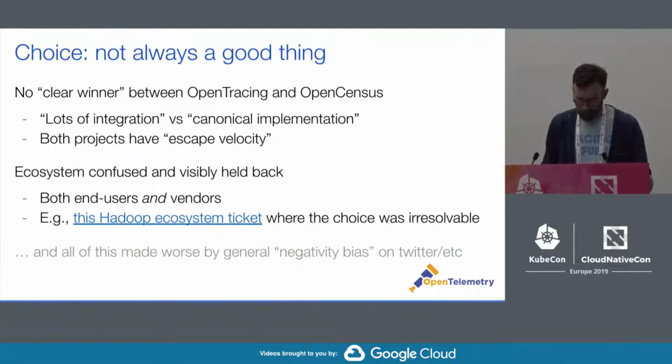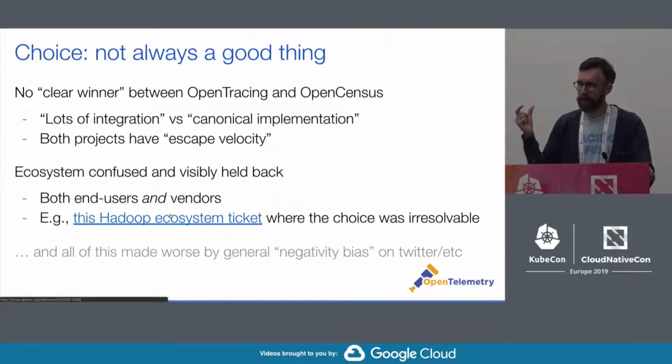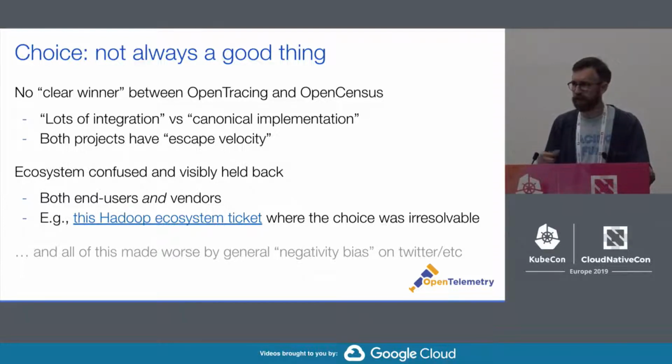Yeah, so the ecosystem's confused and held back. Well, we can share these slides if people want them, but there's a Hadoop ticket where you can see, as they think about how to move HBase and HDFS over to OpenTracing or OpenCensus, the discussion just resolved in them doing neither, because they couldn't decide which one to use. This is just a very public artifact of a discussion that we saw happening over and over again in the industry, where people couldn't figure out which project to use, and we want to make that easier for people by only having one.